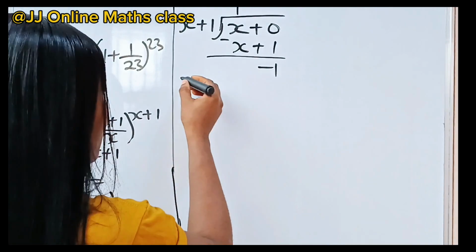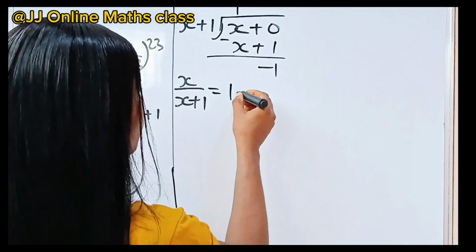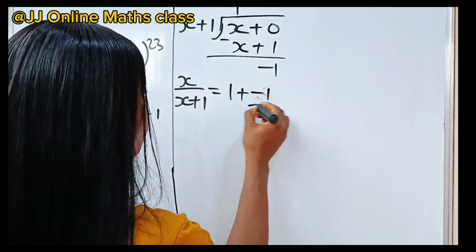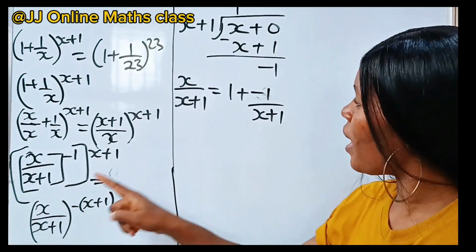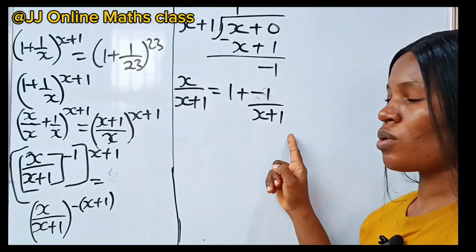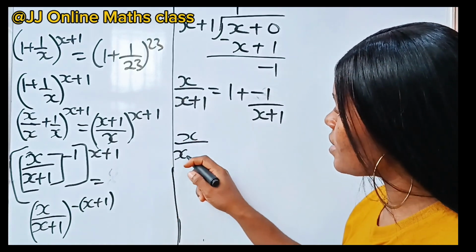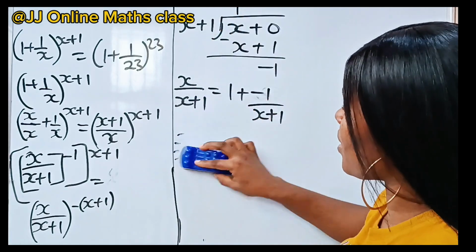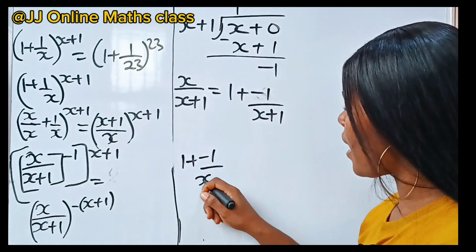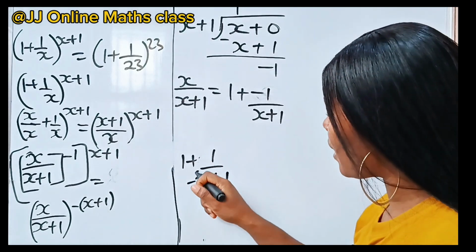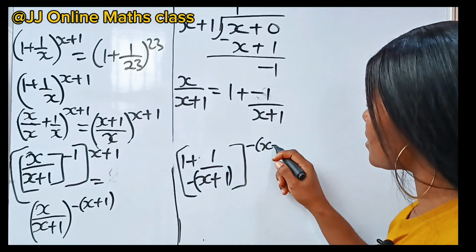So we can now say that x over x plus 1 is the same thing as the quotient that we got, 1, plus the remainder, which is minus 1 over x plus 1, the divisor. That means we can replace everything we have here with 1 plus -1 over x plus 1. So we are going to replace this with 1 plus minus 1 over x plus 1, which can be written as 1 over minus (x plus 1). Everything is raised to the power of minus (x plus 1).